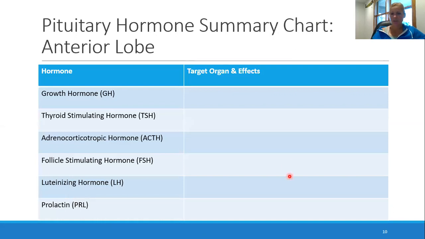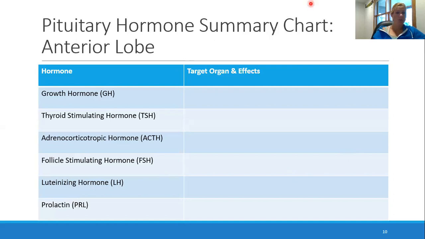All right, so let's take a look at what each of these do. Again, we said the anterior pituitary, or the anterior lobe of the pituitary gland, is going to release like 6 different hormones. So let's look at what each does.